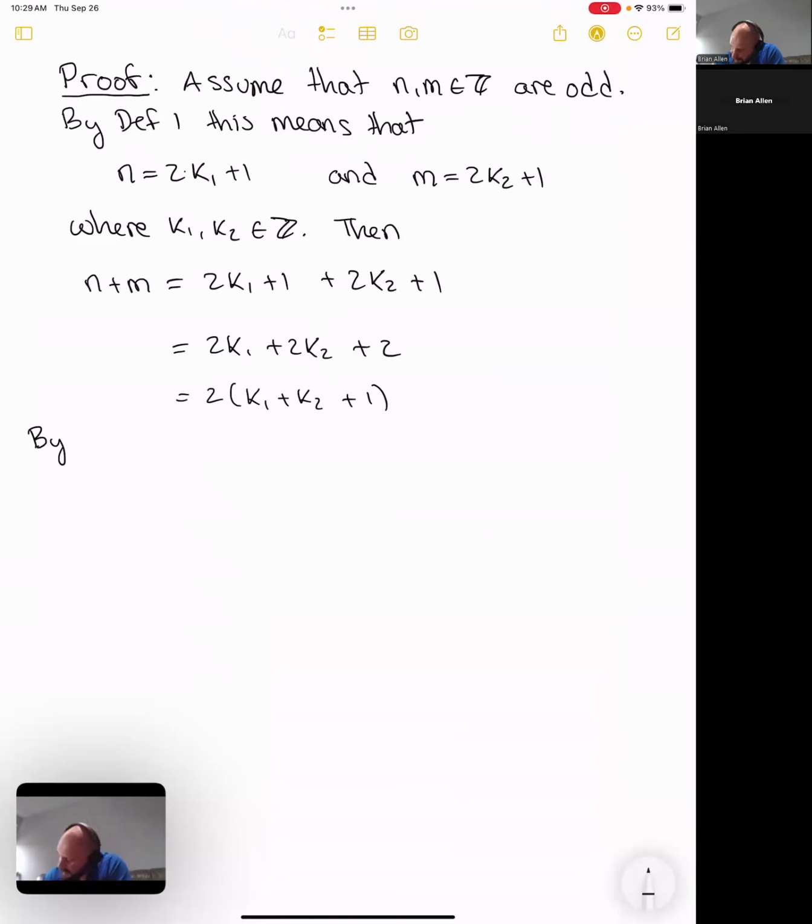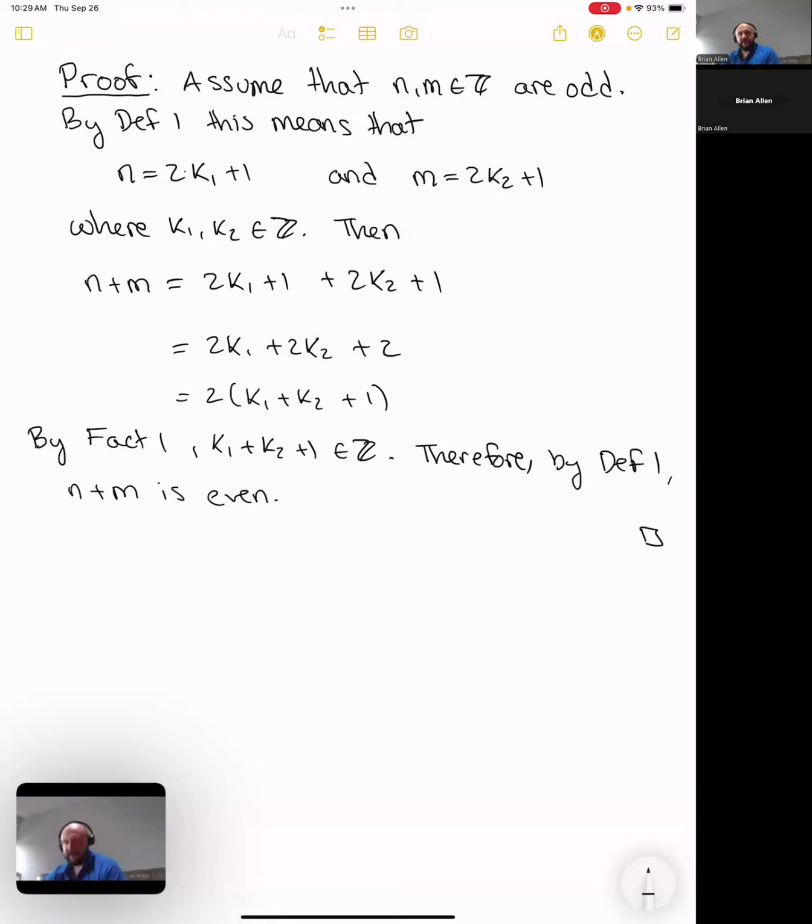Okay, now we need to wrap this up. So by fact 1, we know that k1 plus k2 plus 1 is an integer. And so this time maybe I will not write things the way I did in the last proof. Instead, I'll just say, therefore, by definition 1, n plus m is even. Yeah, because we show that it can be written as 2 times another integer.